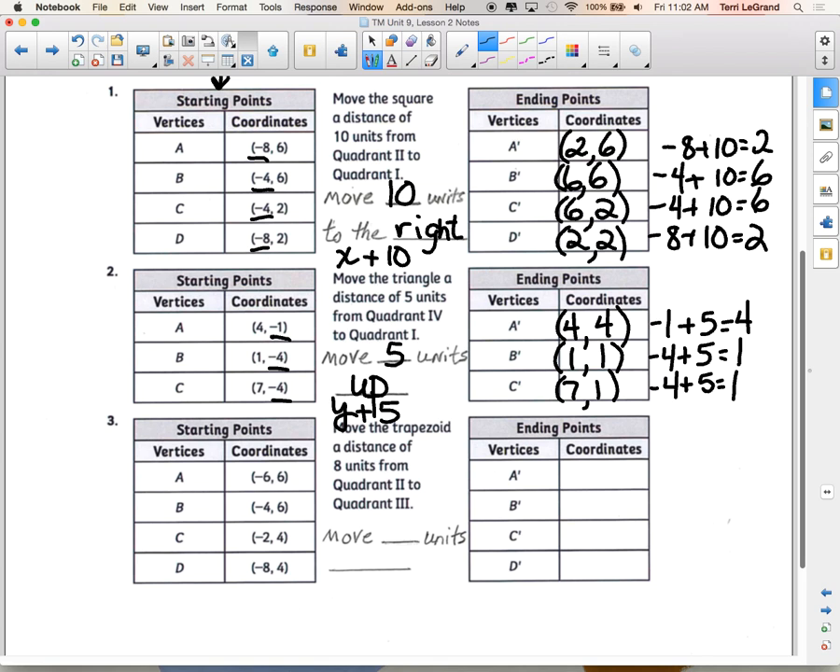The other way you can do it is you can transform it from the triangle on the graph, actually move every point up 5 points, figure out what the new point is, and see if it matches what we have in the table. That's another way to do it.